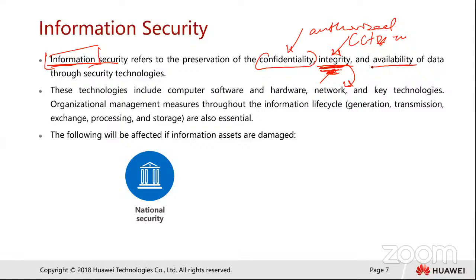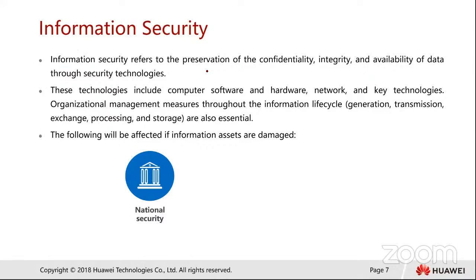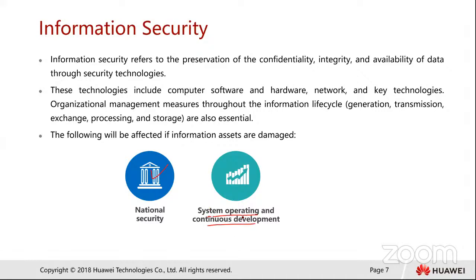And also, we need to make sure that it's available whenever the authorized persons need to access the data. So these technologies, we said, if they're affected, our national security is in jeopardy. Even how systems are going to be operating, and even the continuous development, we are going to have issues because the systems are not going to be available. If they are being tampered with, they're going to have breakdowns, there's going to be information leakage, and so on. Then, mostly and also important, the personal privacy and property.